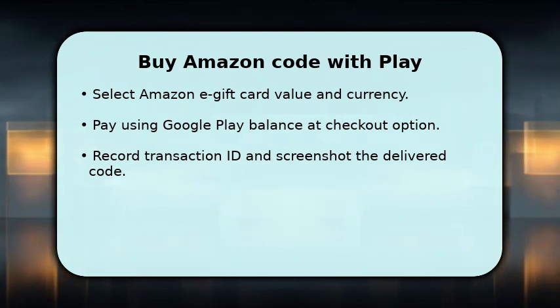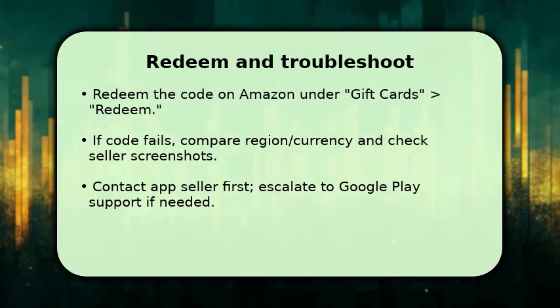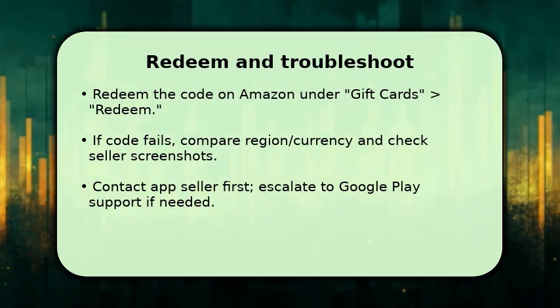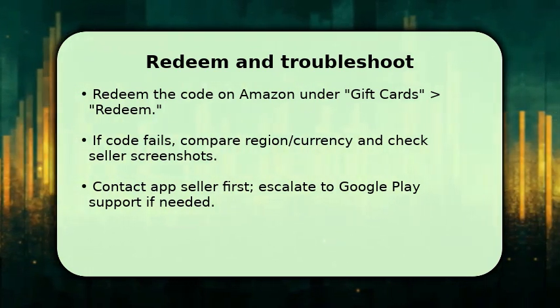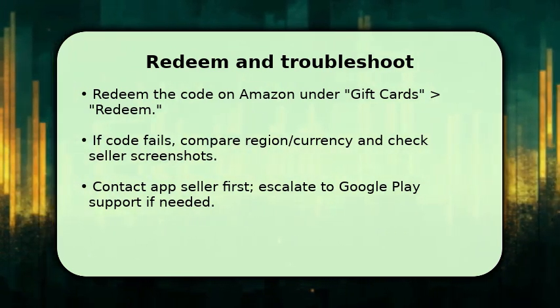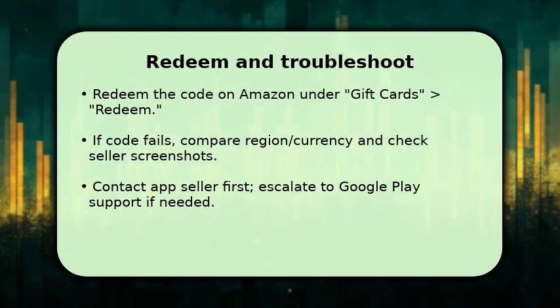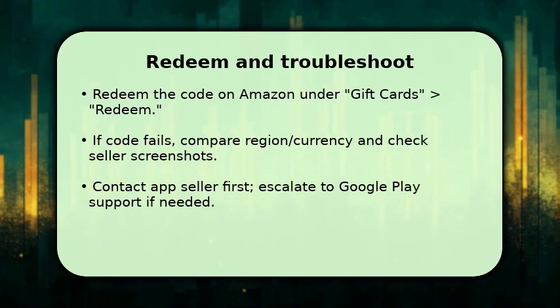Finally, open your Amazon account, go to Gift Cards, and redeem the code exactly as delivered. Spacing and characters must match. If the code is refused, immediately verify that the card currency and Amazon region match and check your saved transaction proof. If problems persist, contact the seller inside the app with the transaction ID and screenshot.